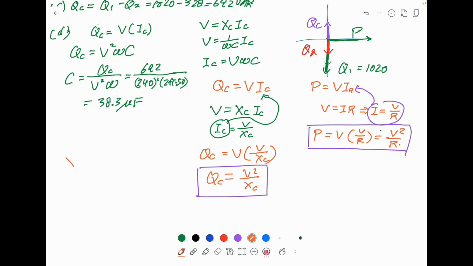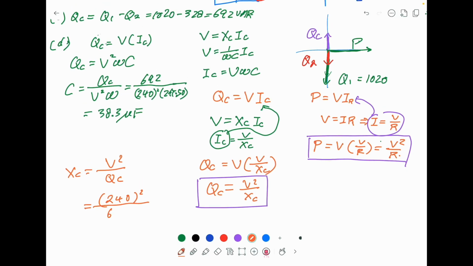So XC is equal to V squared over QC, and our V is 240 squared, QC is 692. So you can find this roughly equal to 83.2 ohm.